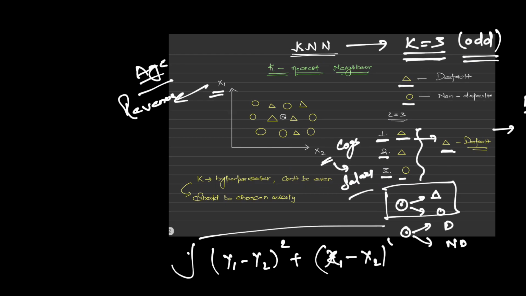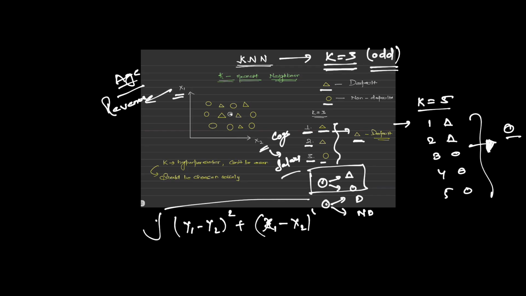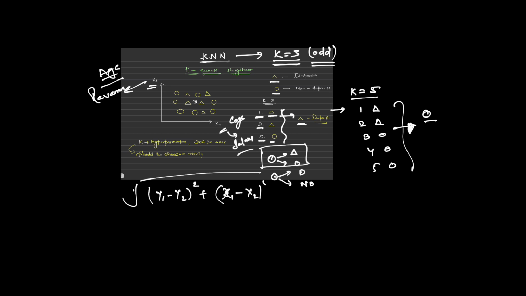So you will categorize this data point as a circle. So that is the k nearest neighbor. Okay. Now, why can it not be even?